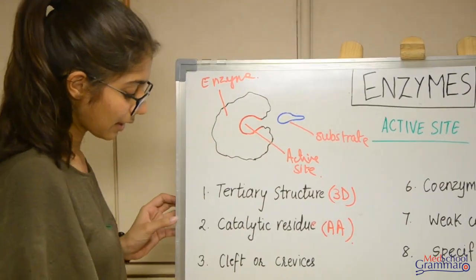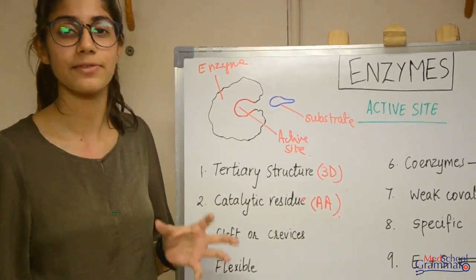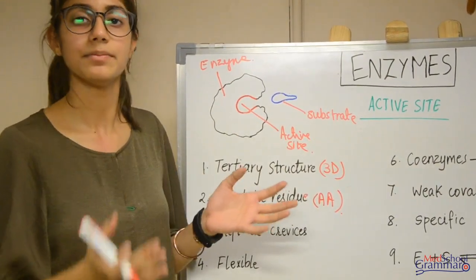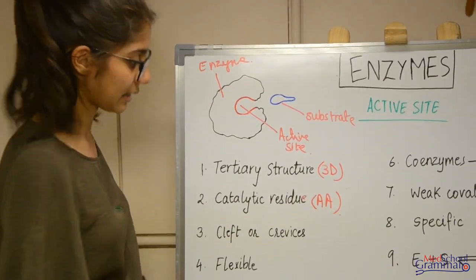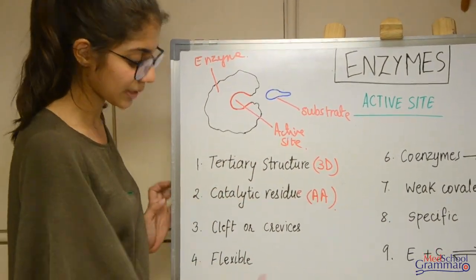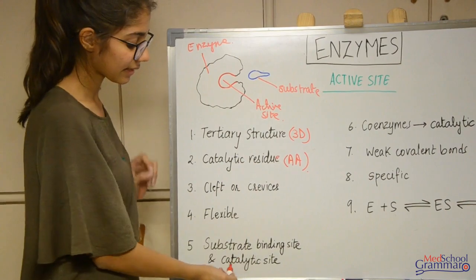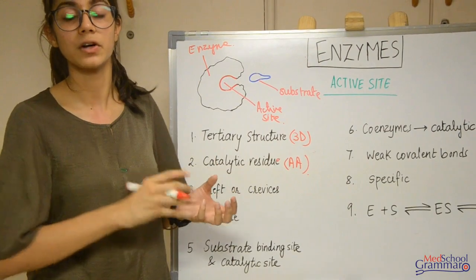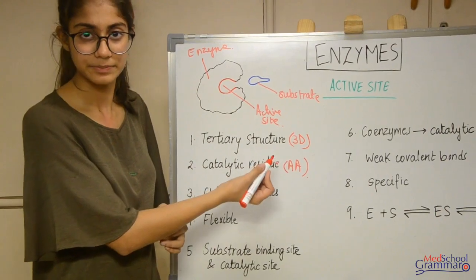Alright? Now your fourth feature is that the active site is flexible. It is not rigid, it is flexible so that your substrate molecule can easily bind with the active site and your reaction can proceed. Then we have the fifth point, that your active site is formed by two sites. That is your substrate binding site, where the substrate comes and binds with the enzyme molecule, and the catalytic site, where catalysis occurs, where the reaction occurs and substrate converts into product. So these two together form your active site.